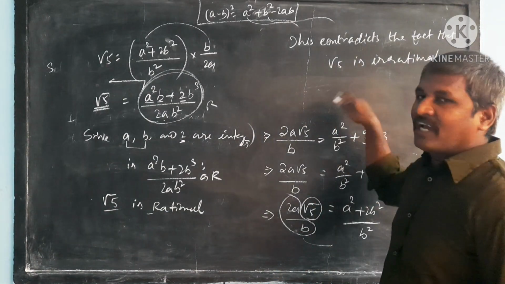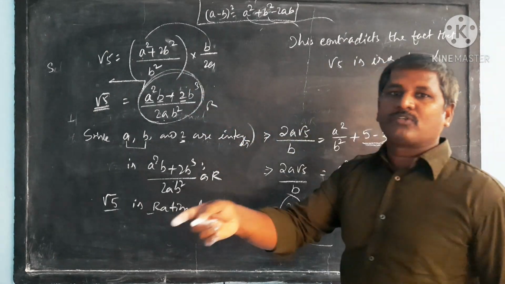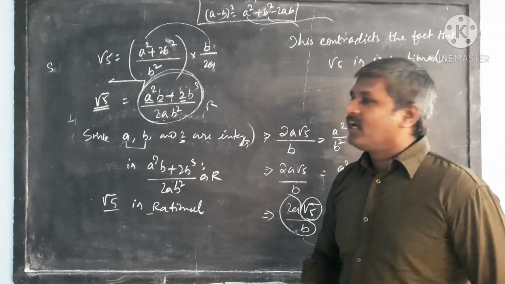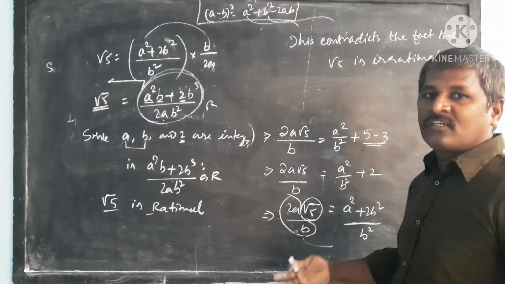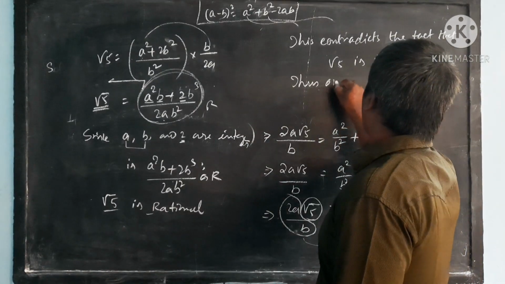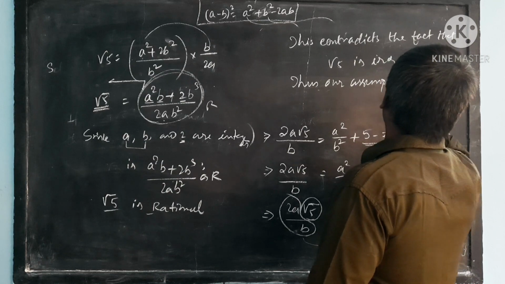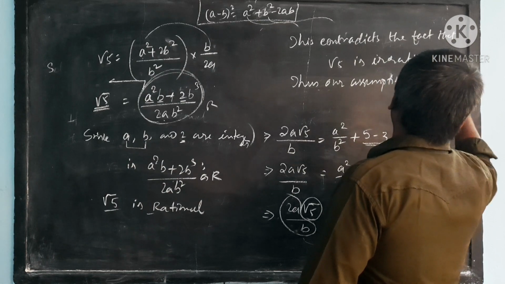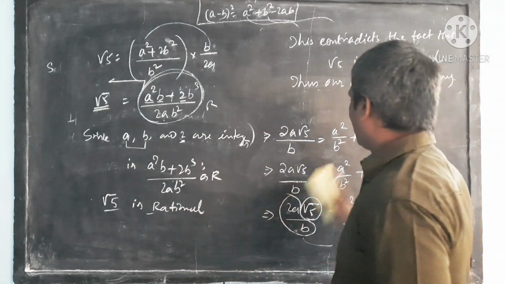This contradiction has arisen because of an assumption. Because you assumed here that root 3 plus root 5 is rational. Because of our assumption, you got the contradiction. Thus, our assumption is wrong. So we can conclude that root 3 plus root 5 is an irrational number.